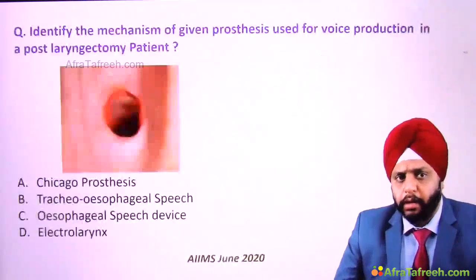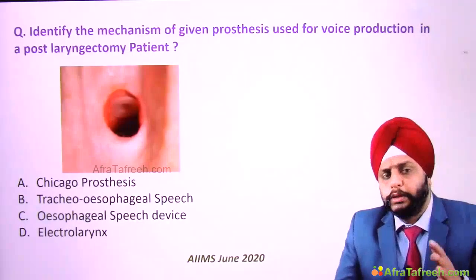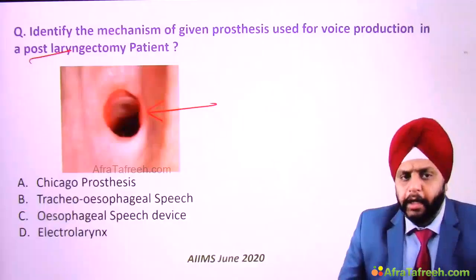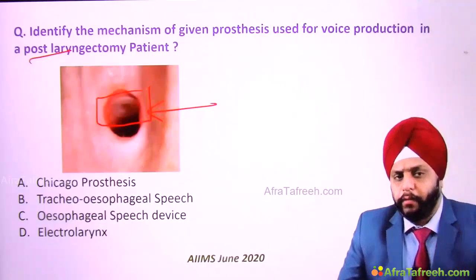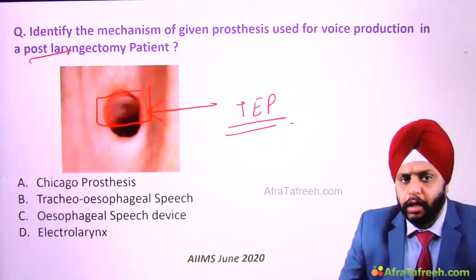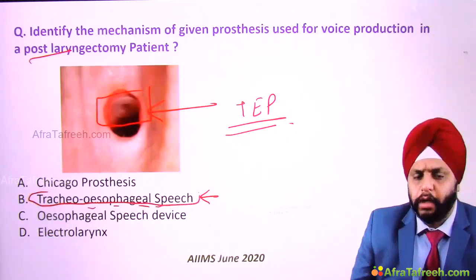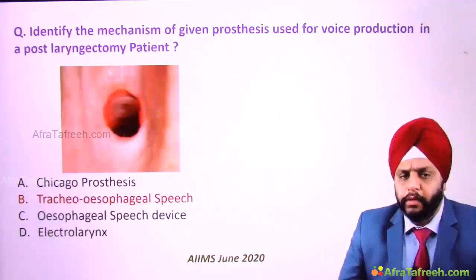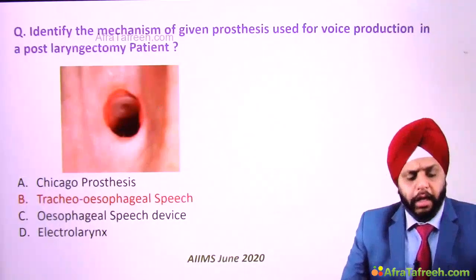Now let's look at this question. Identify the mechanism of the given prosthesis used for voice production in a post-laryngectomy patient. So we have a post-laryngectomy patient. You can see the stoma over here, right? In this stoma, you can see a prosthesis over here. So that is your one-way valve, the tracheoesophageal voice prosthesis. This is TEP, and the mechanism is to generate tracheoesophageal speech. So that is our answer to this question. This question was asked recently in the June 2020 AIIMS exam. Answer is tracheoesophageal speech. All right, so that finishes our topic of CA larynx and the larynx as well.